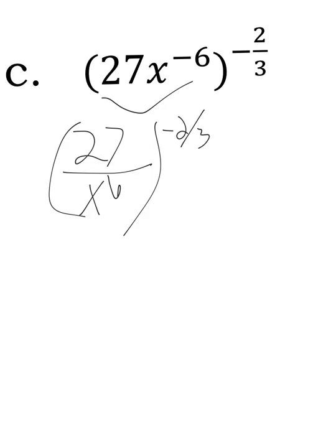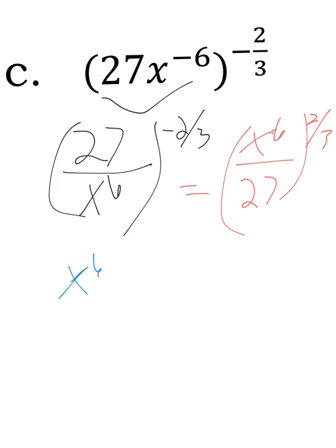So if sending x to the negative 6 to the bottom made it positive, then if I send x to the 6 to the top and 27 to the bottom, in other words, I flip it, I'll have a positive 2/3 now. So x to the 6th over 27 raised to the positive 2/3. Okay, so that's all you got to do for that. And now that it's in the proper exponential form, I can rewrite it in my radical form, because we've been doing that with all the other ones.